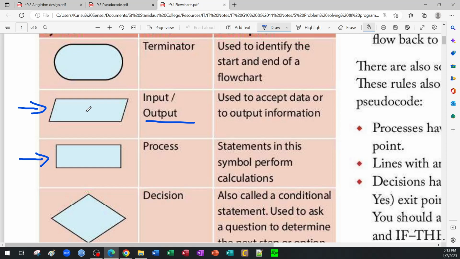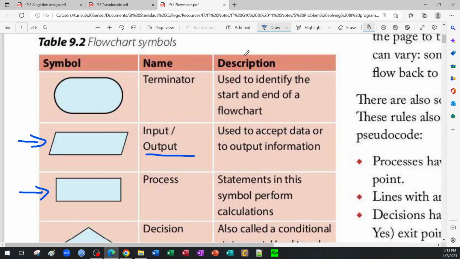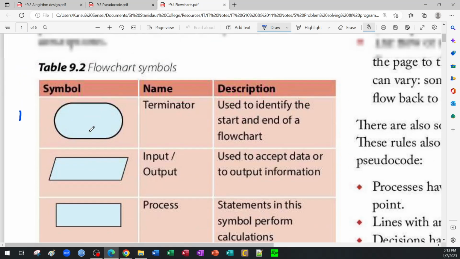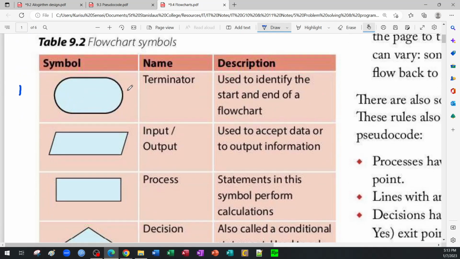So for your exam, it's very important for you to remember what each symbol looks like. You have to remember what each symbol represents, what is their name, and what they are basically used for. So let's look at the first symbol. The first symbol is basically an oval, not a circle. Please note that we have a circle symbol. So our first symbol is basically an oval, not a circle. So that symbol is called a terminator.